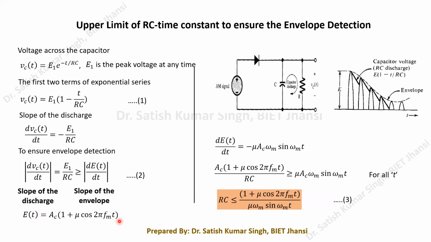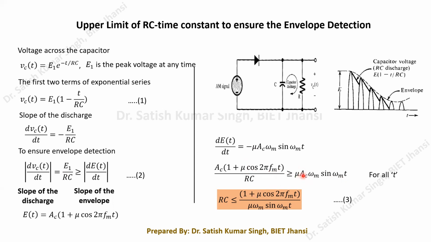So for all time t, this e(t) will be following the same envelope equation. So Ac(1 + mu cos 2 pi fm t) is the equation, then divided by RC. We are just substituting in this e(t), the value of e(t) here, and then it is greater than or equal to the de(t)/dt, which is equal to mu Ac omega m sin omega m t. Please try to see this: we are just substituting the magnitude part, we are not keeping the minus sign. So this is our equation.